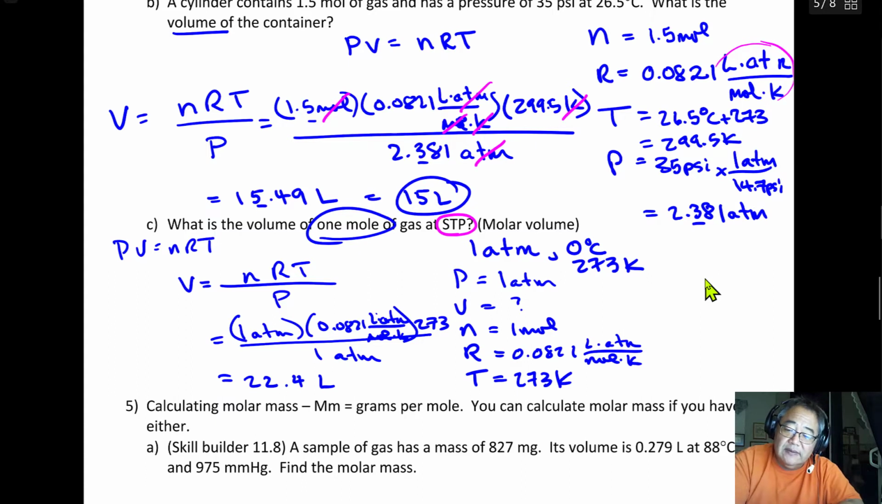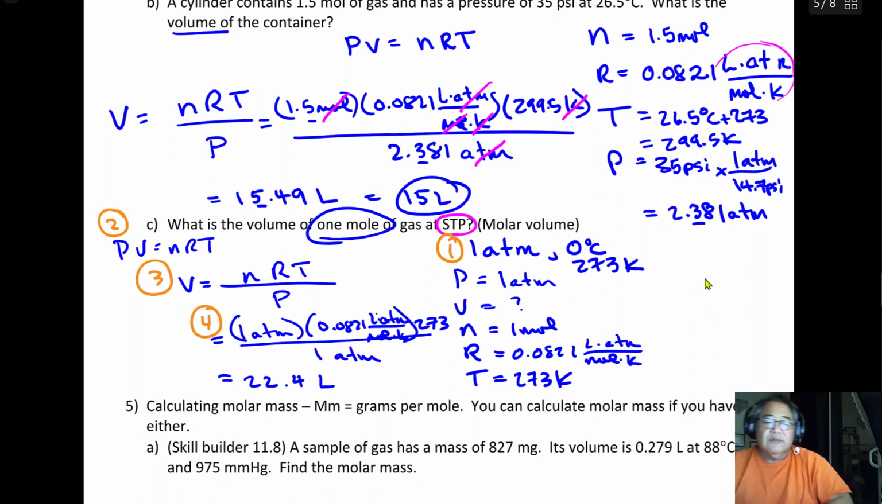So first thing I did, again, was I wrote this out. Second thing I did was this. This is the third thing. And this is the fourth thing right here. So basically that's the order. Identify the variables, solve the equation, that's steps 2 and 3, and then plug the values in, and then calculate.